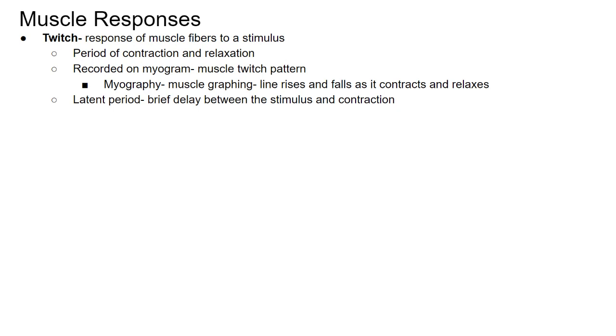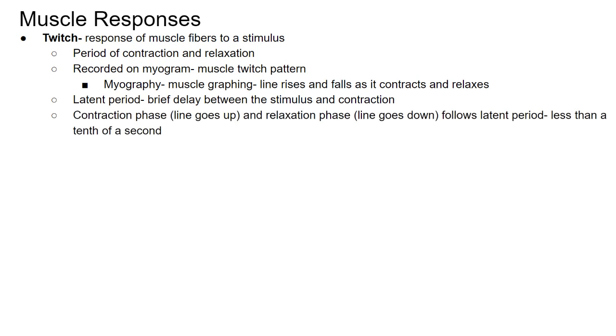There's a few different parts of the twitch. First one is called the latent period. The latent period is just a delay. So when the stimulus occurs or the acetylcholine hits the motor end plate, there is a tiny itty bit of a delay before contraction starts to happen. So that's the latent period. We then have the contraction phase where, if we're looking at it on a graph, the line's going to go up, and then the relaxation phase where the line's going to go down. This is the whole part of the twitch, and you're going to see that again, like I said, here in just a moment.